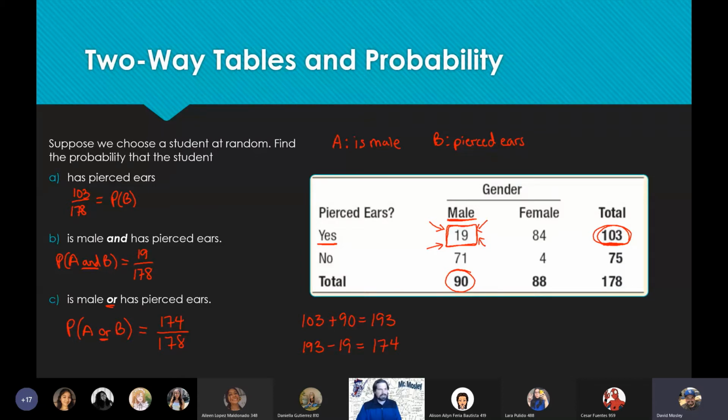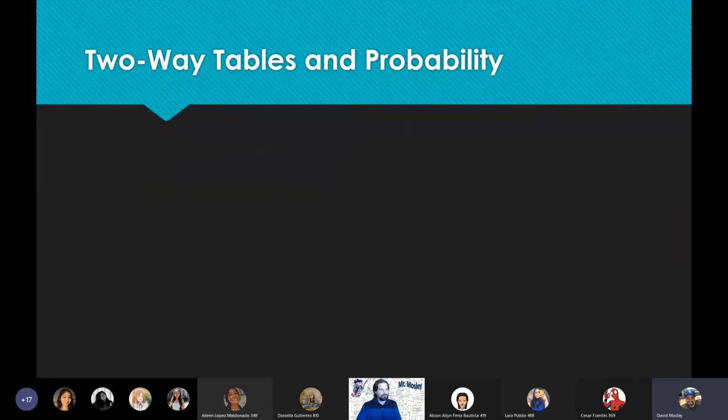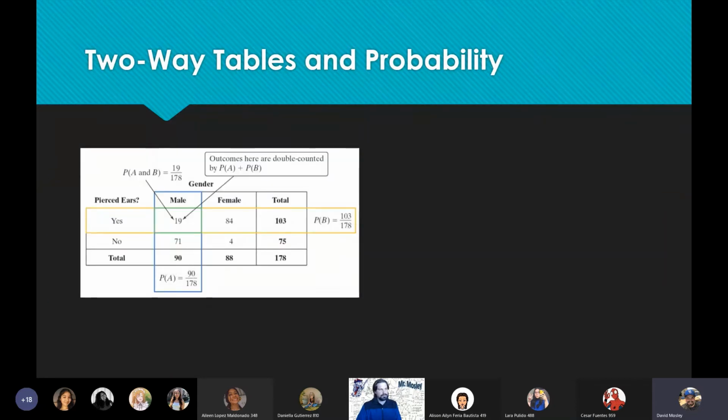So let's look at our next thing here. Again, this graphic illustrates the same thing that I was talking about, double counting, right? If I just add the probability of A and the probability of B, P of B plus P of A, I count these 19 people twice. We can't do that.